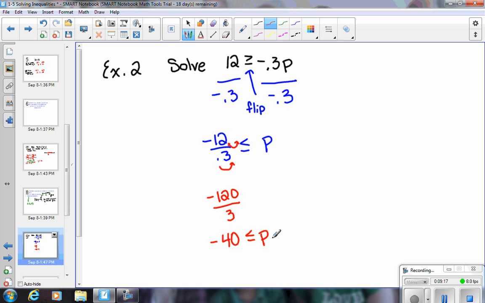Now remember that I said we usually want to have the p, or the variable, on the left-hand side to avoid confusion. So if you read this backwards, you would have to read it as p is greater than or equal to negative 40. And most people have trouble doing that. So imagine if you picked this up and you flipped the whole thing over and switched it to p. If you flipped the whole thing over, the sign would flip as well. So you get p is greater than or equal to negative 40.